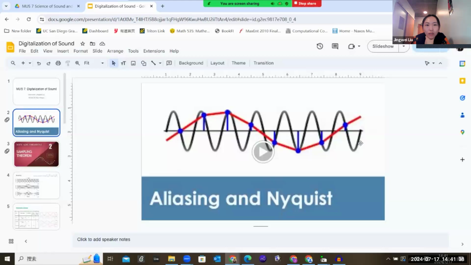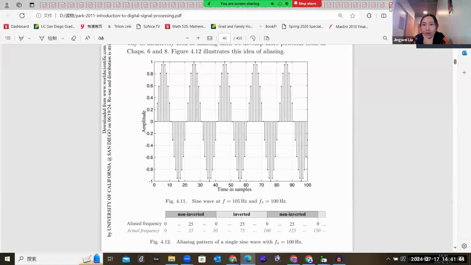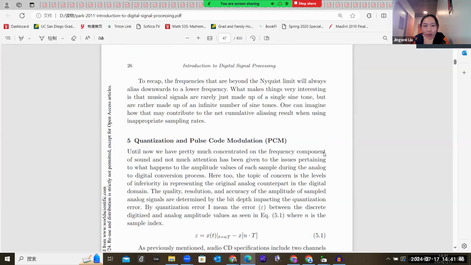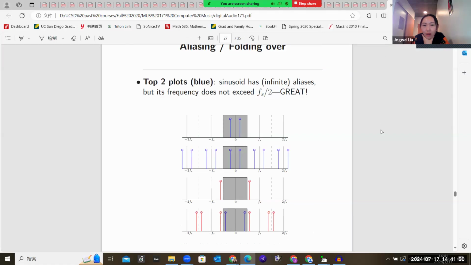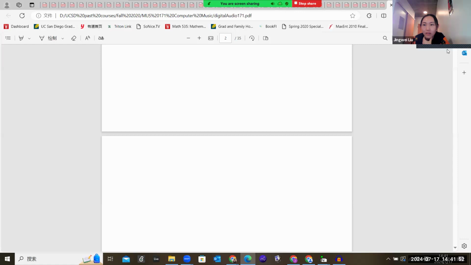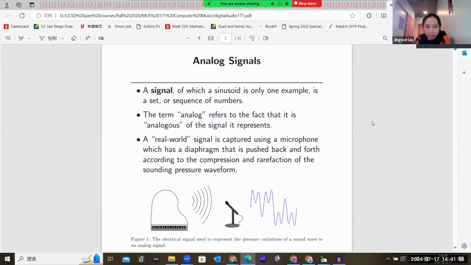Okay, so we'll talk more about this. If you're still confused about this concept, that's fine. I think now is a good time for us to do some exercises after talking about digitalization. Again, what is the difference between analog and digital?